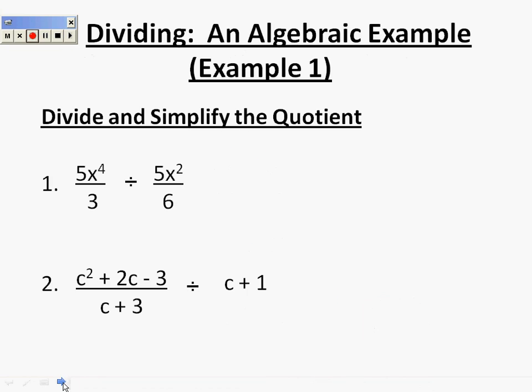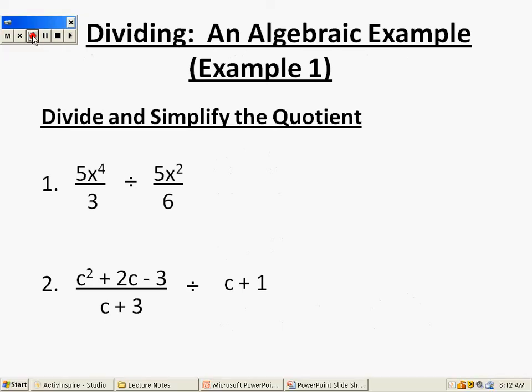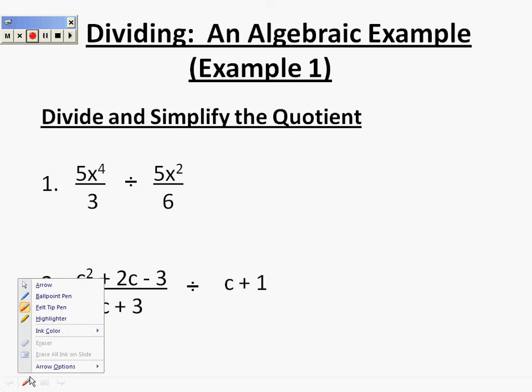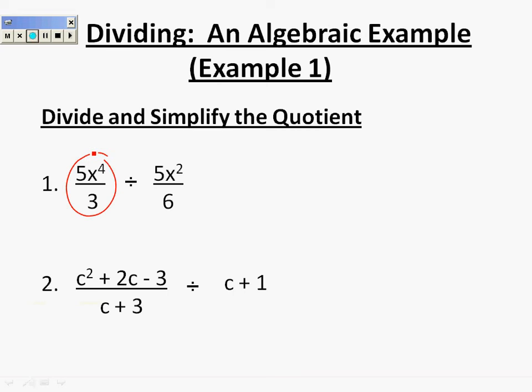All right, so let's go ahead and do some algebra examples. Go ahead and write down number 1, please. So here we go. Just to give you guys some steps here, we're going to do keep, change, flip, factor, cancel. That's it. So let's do keep, change, flip first. I'm going to keep that fraction exactly as it is. I'm going to change the division into multiplication, and we're going to flip that second fraction over.